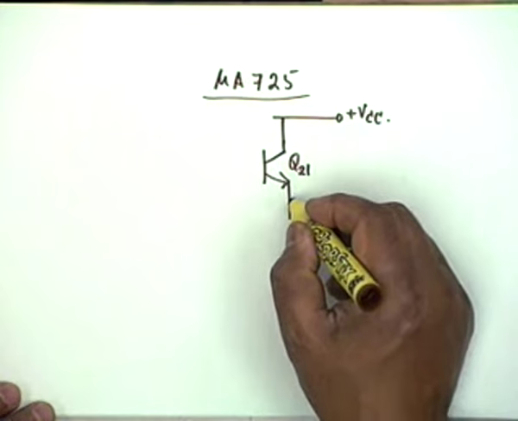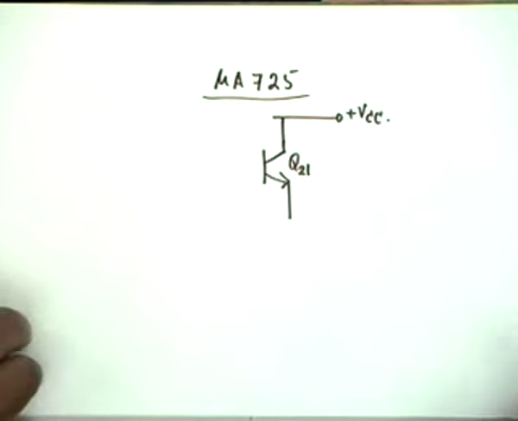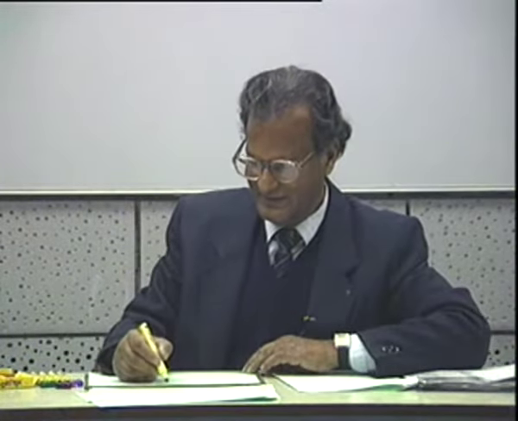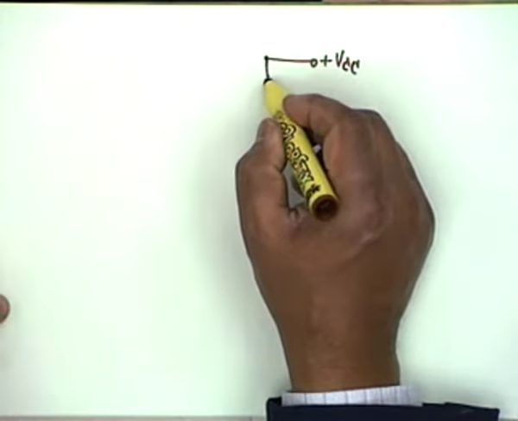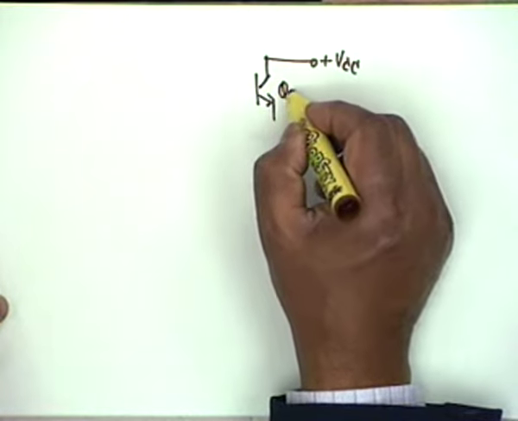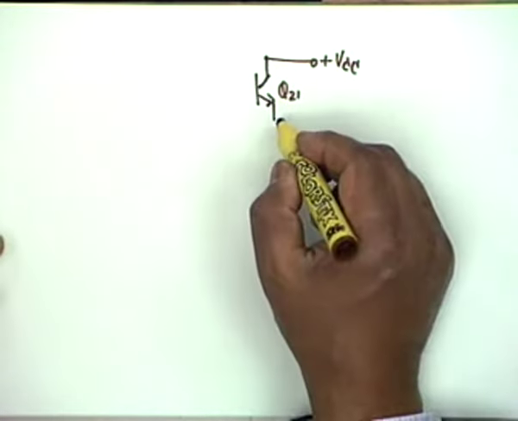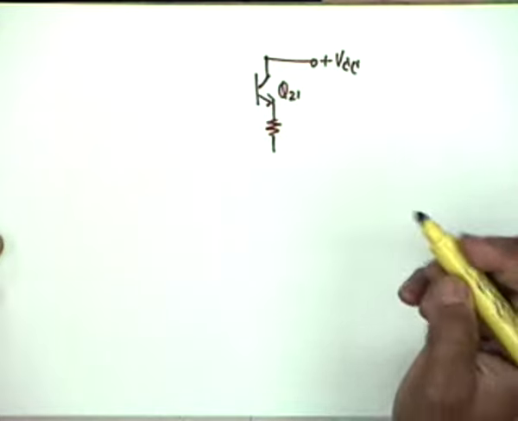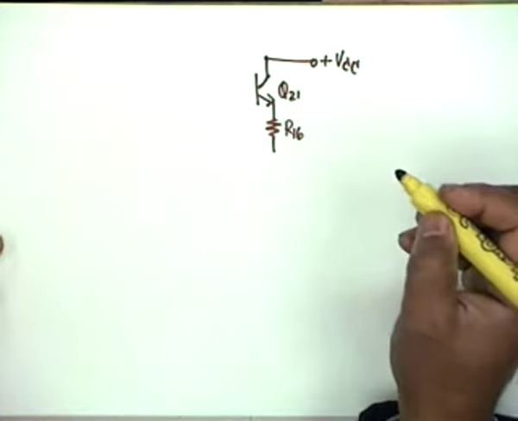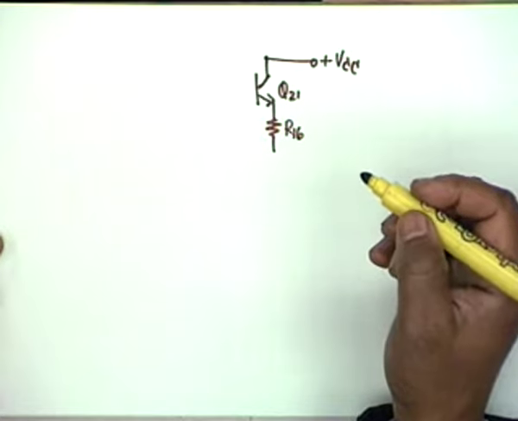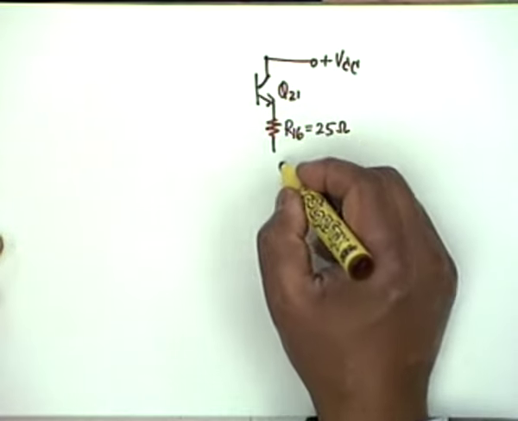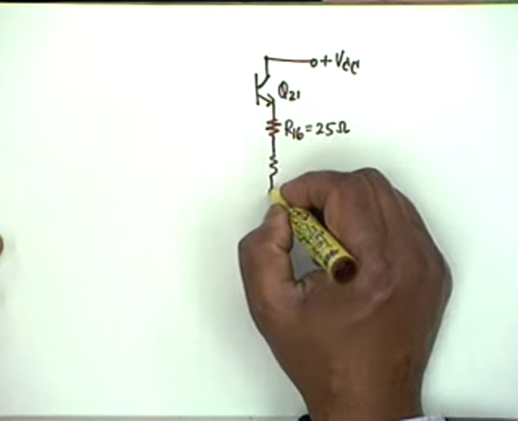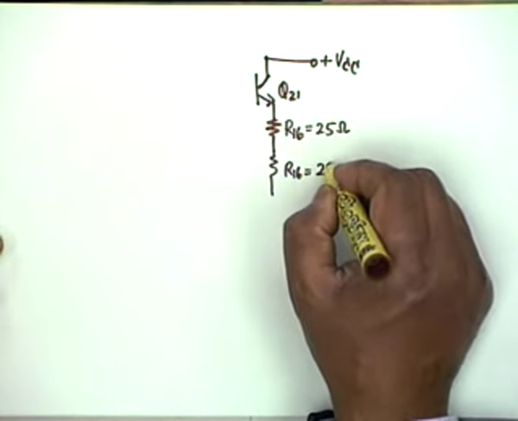I would like to start from another page, because it is a fairly large circuit, and I cannot lose space. VCC, this goes to Q21, which is an NPN transistor. Then we have a resistance R16. This is a variation in the class B stage. Okay, R16, which is 25 ohms. We have another resistance also R16, which is also 25 ohms.